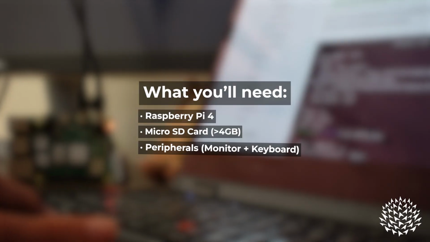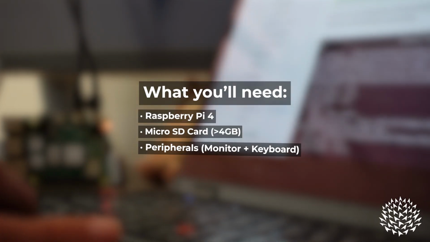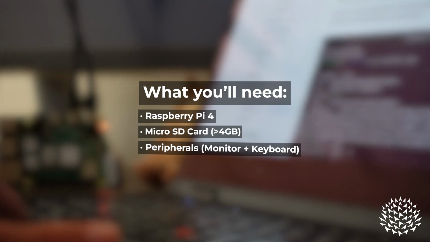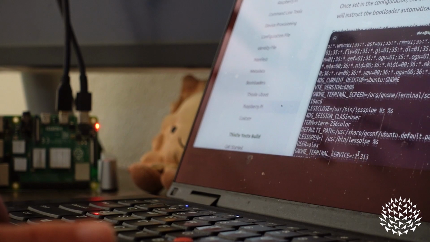To follow along with this demonstration, all you're going to need is a Raspberry Pi 4, a microSD card with at least 4 GB of space, a monitor, keyboard, and other peripherals to interface with your Pi, and of course a computer, which we're going to use to administer the remote update.